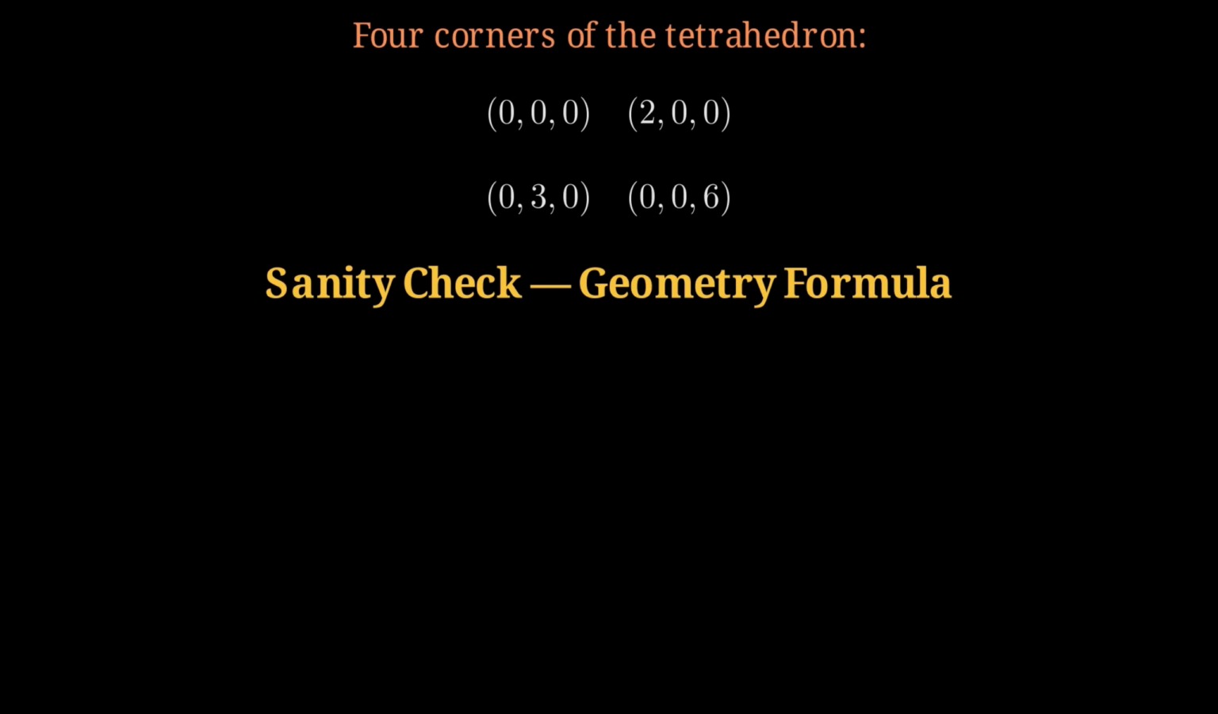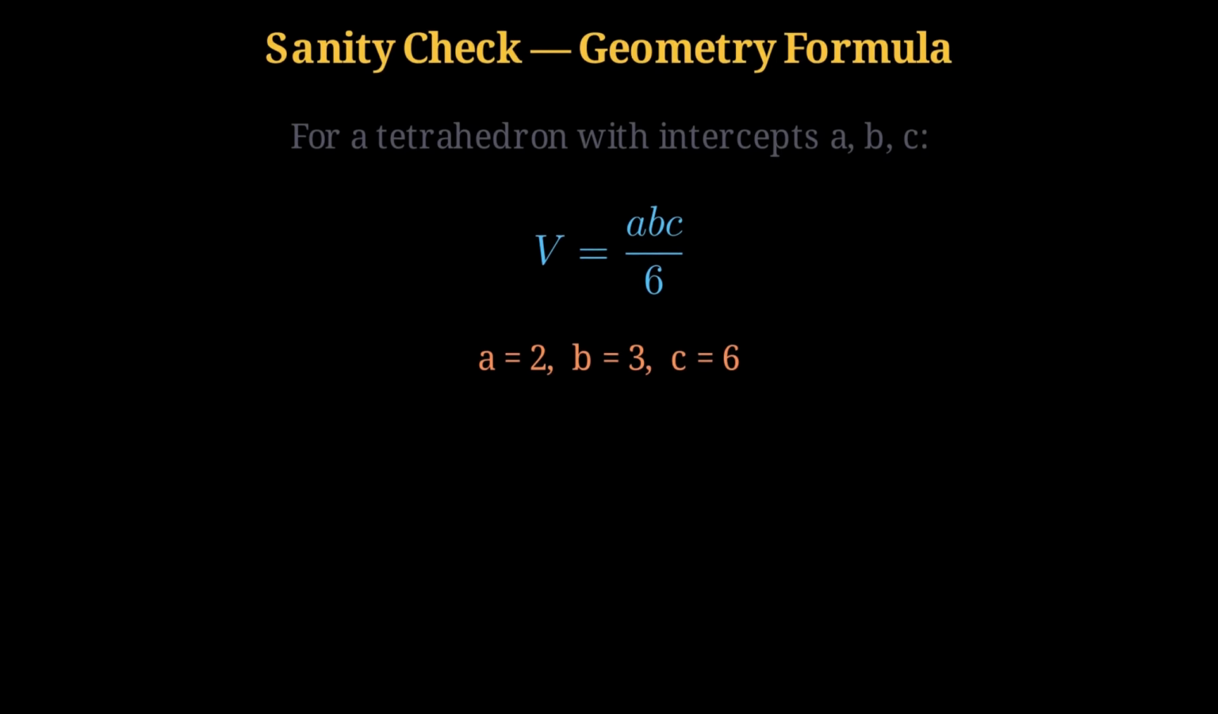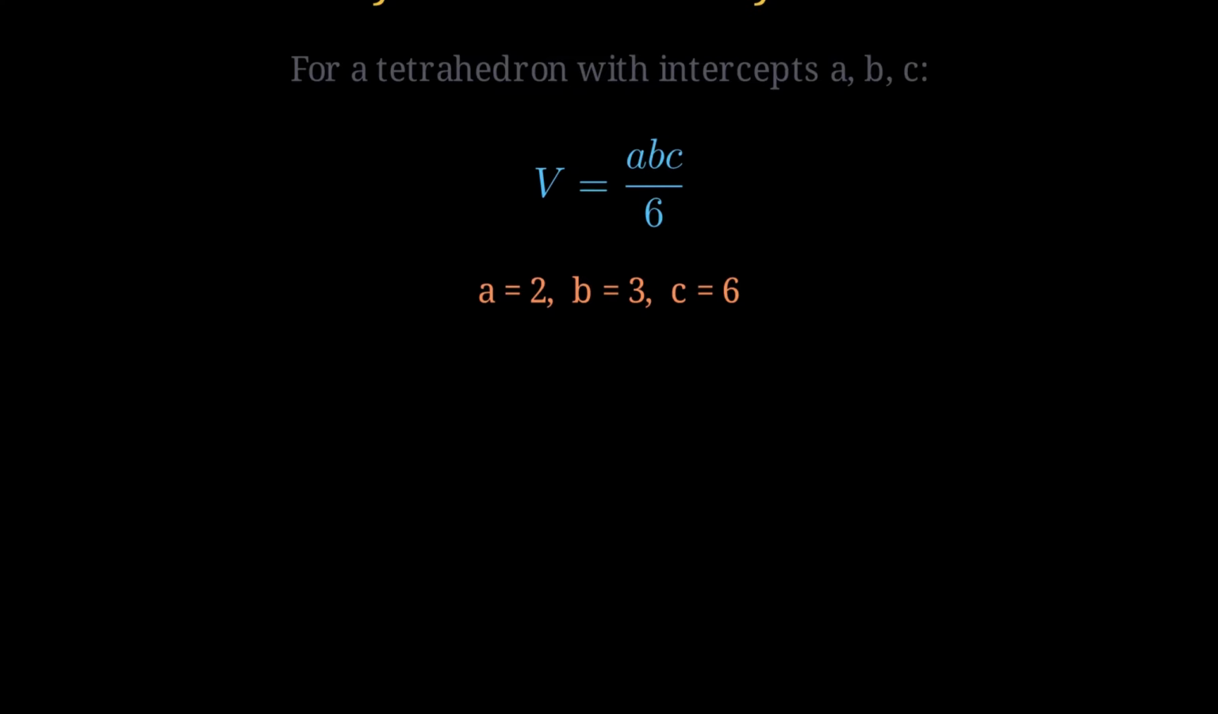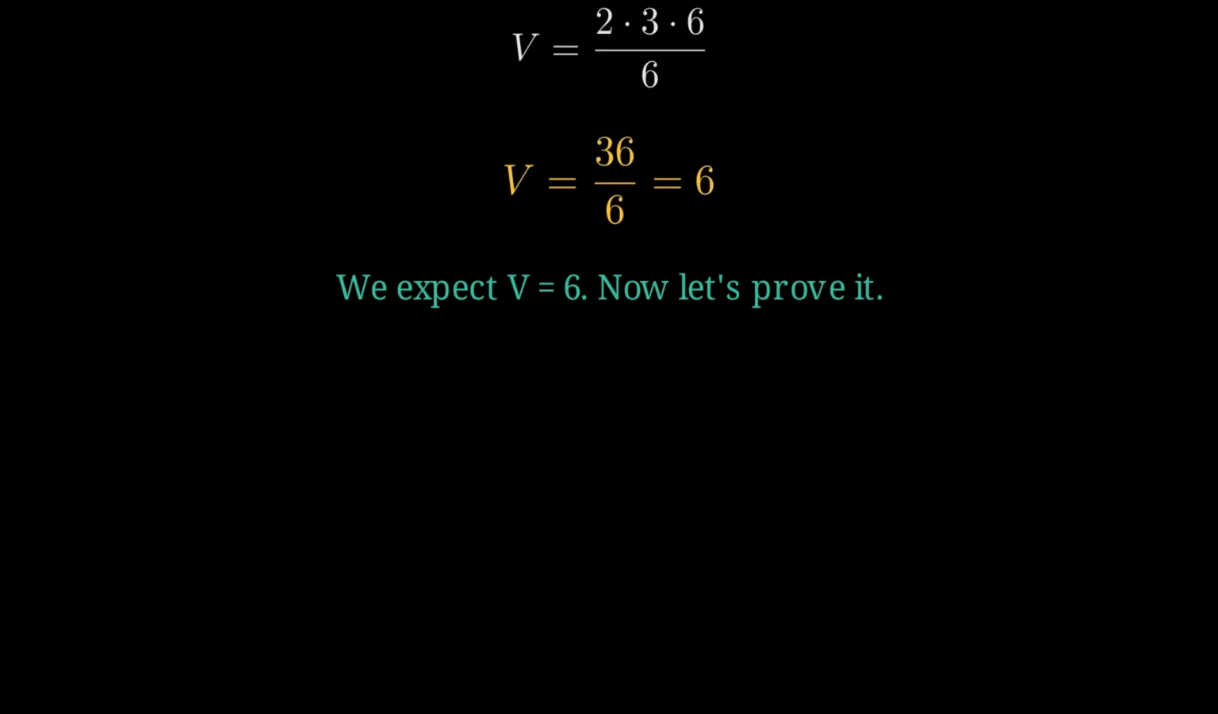Before the big calculation, a quick sanity check. There's a known formula for this type of tetrahedron. Volume equals A times B times C divided by 6, where A, B, and C are the intercept lengths. Here A is 2, B is 3, and C is 6. So the volume is 2 times 3 times 6 divided by 6, which gives 6. So we expect the answer to be 6. Now let's prove it properly, using a triple integral.